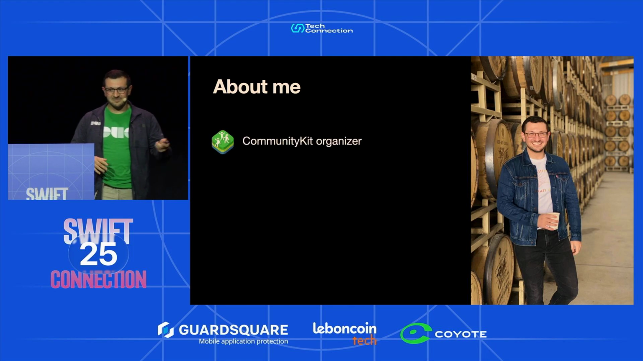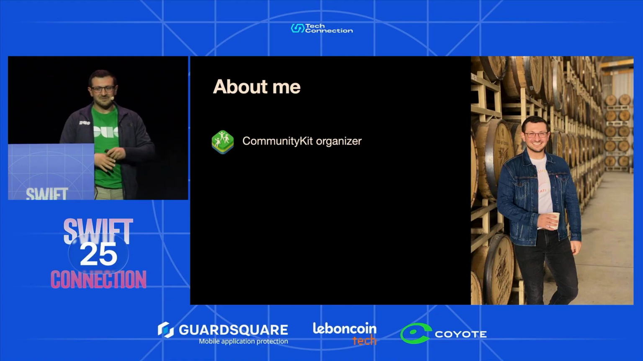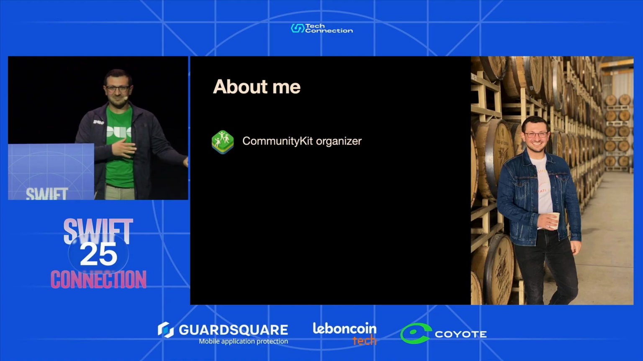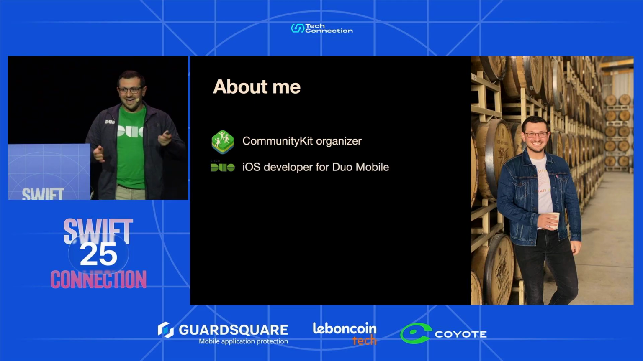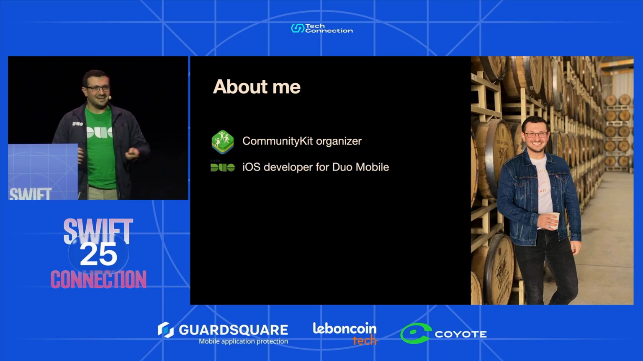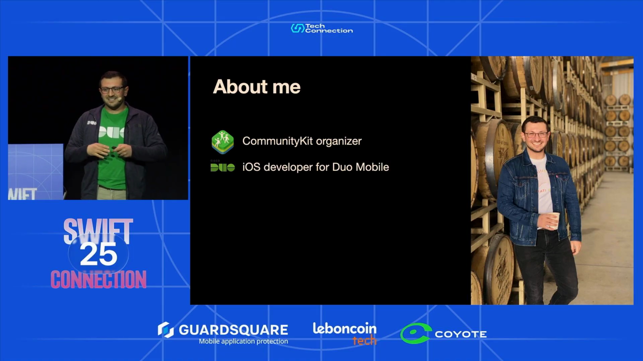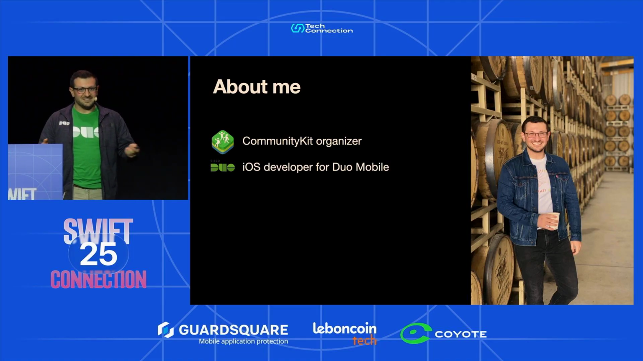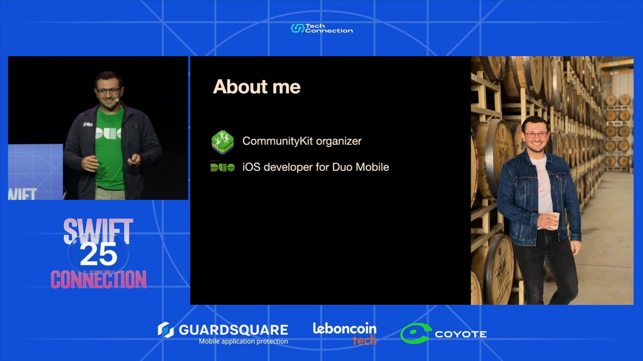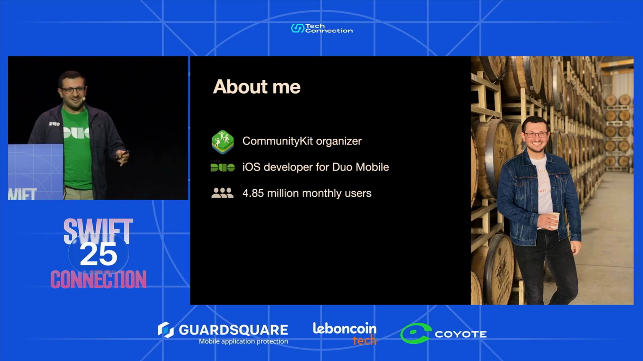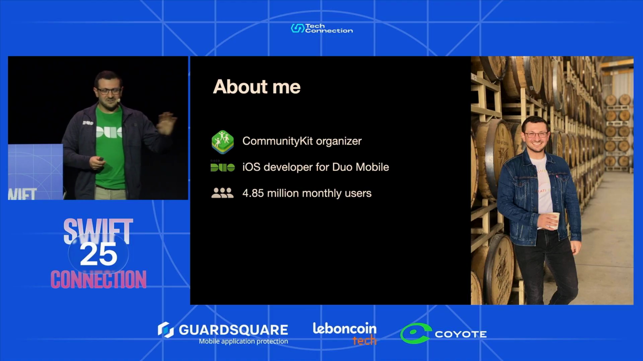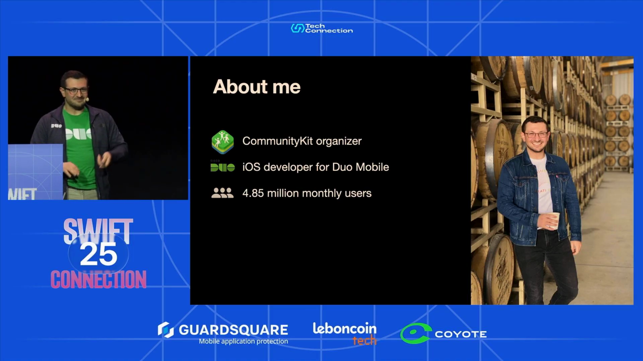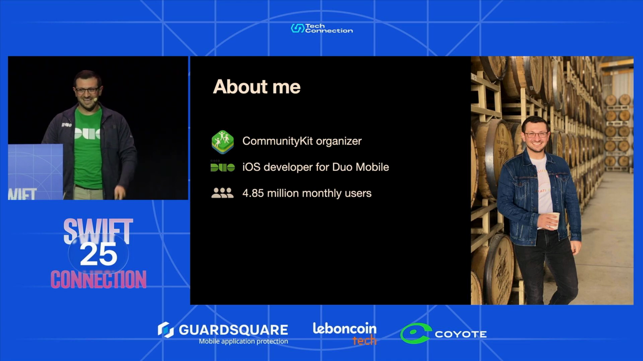I'm an organizer of Community Kit, as Ellen mentioned. We help organize an event alongside WWDC, bring the community together. I am also an iOS developer working on an app called Duo Mobile. This is a two-factor authentication app at its core, and we have a pretty decent-sized user base. We have about 4.85 million monthly active users. We also, Wirecutter New York Times said that they really liked us, and we're like, #1 2FA app, yay.